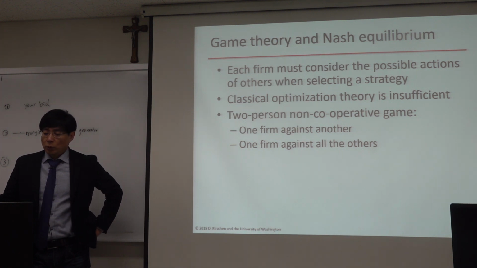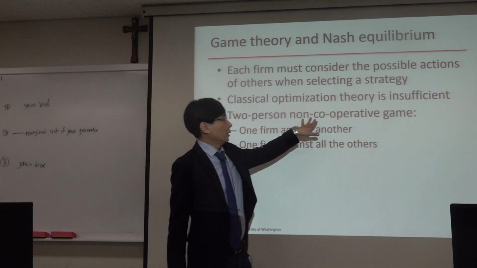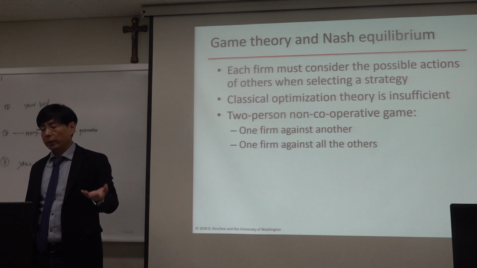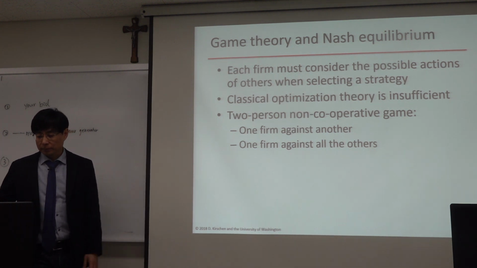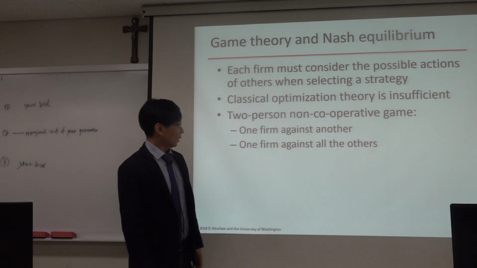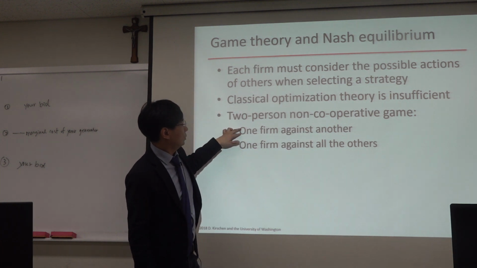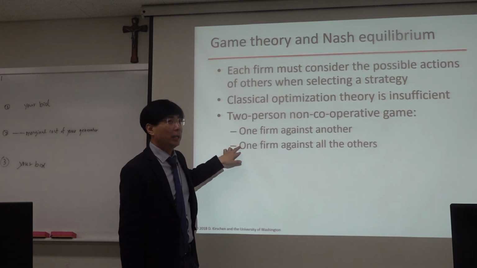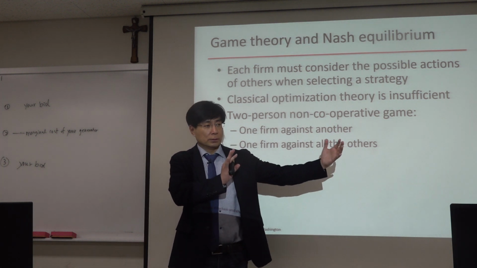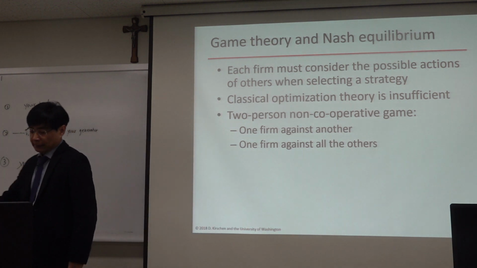One of the example is two-person non-cooperative game. So there are two players and non-cooperative. Another branch of game theory is cooperative game theory. So we have one firm against another, or one firm against all the others. So in this case, two firms. In this case, n firms, but one firm and n minus one firms. They behave same, just for analytical purpose.